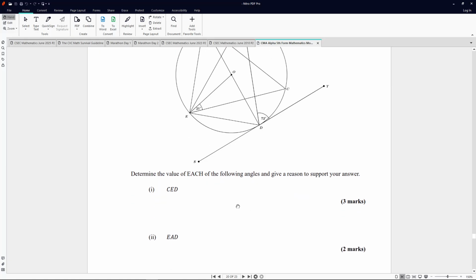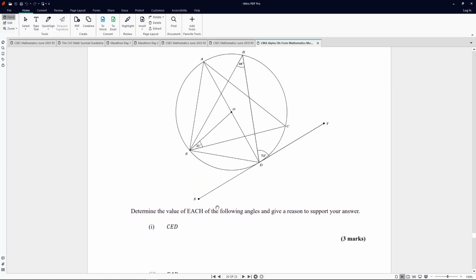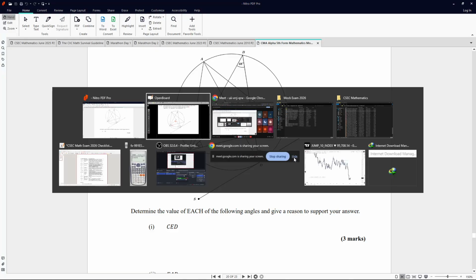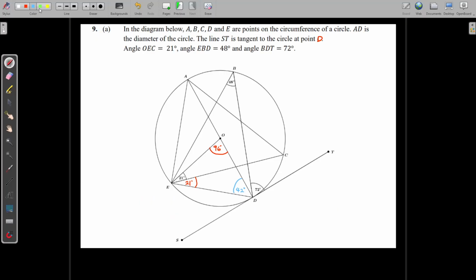Let's see what else they want. EAD. No, that one is a free mark. So they want us to tell them what EAD is. So this down to that right there. But if we look at it, we can see that this formed an angle up here as well. And which property is that portraying?